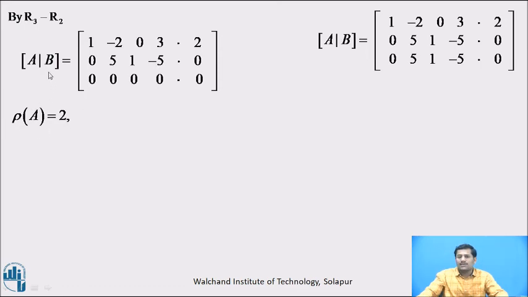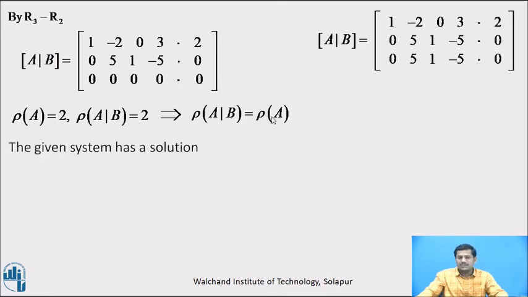And rank of the augmented matrix AB, this is the full matrix we have to consider. In this full matrix also you can see that the first two are the non-zero rows and the last one is the 0 row. That's why I can say that rank of augmented matrix AB is also 2. From these two we can say that rank of augmented matrix AB and rank of A are both the same. It means the given system is consistent, that is, it has a solution.